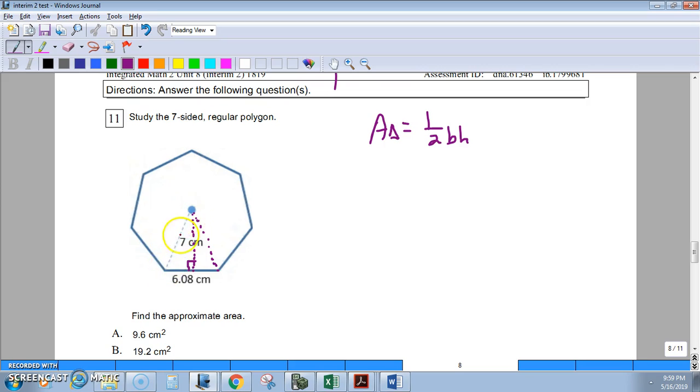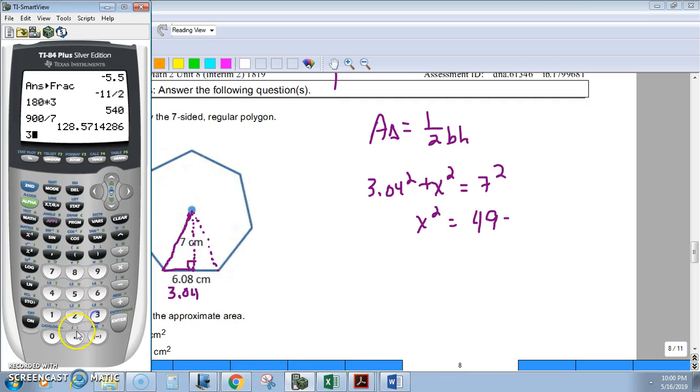And you guys look, we have two sides here. This is 6.08, but if we cut it in half, it's approximately 3.04, right? So we can use Pythagorean theorem. That's going to be the easiest way to do this. So we are going to have 3.04 squared plus x squared, this is what we want to know, equals 7 squared. All right, so x squared equals 49 minus 3.04 squared.